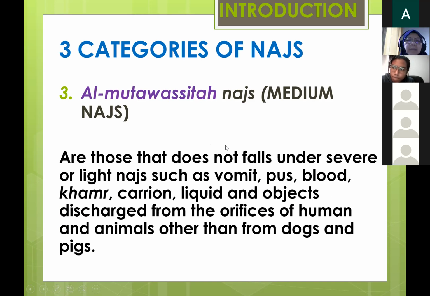How do you clean medium type of najis? For example, blood on your clothes, for example, or carrion on your clothes. You can use soap, normal washing method. You use soap and then you rinse with clean water. That is considered clean. As long as you remove the color and the smell of the najis, then it is clean.